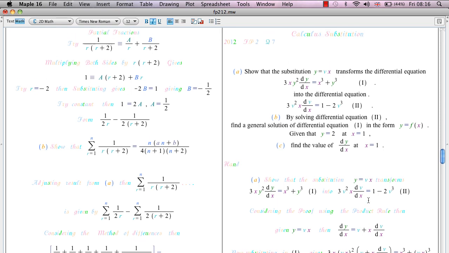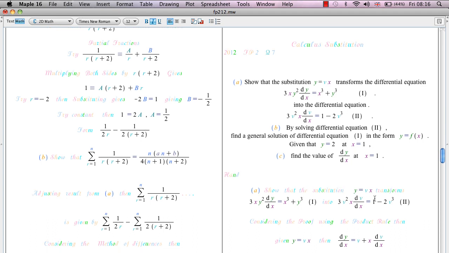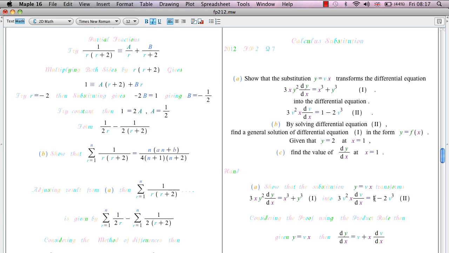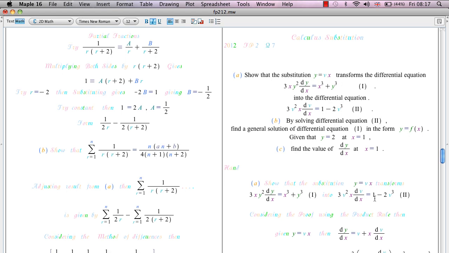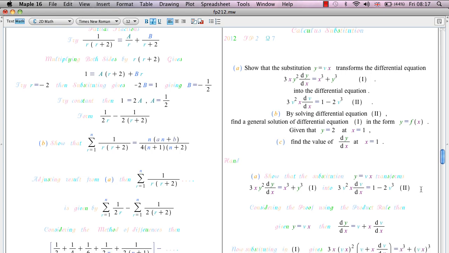Question 7, calculus substitution: to show that the substitution y equals vx transforms 1 into 2, and then by solving 2 find a general solution of 1 in the form y equals f of x, and then finding the value of dy/dx at x equals 1 given y equals 2 at x equals 1.